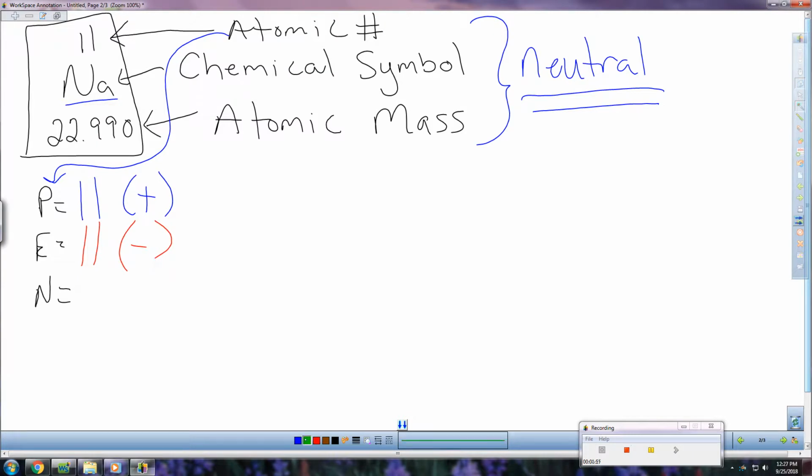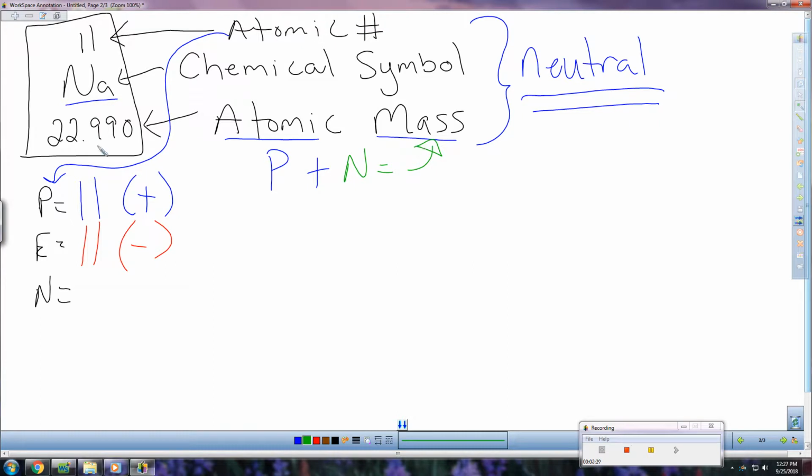The last part that we need to know is the number of neutrons. Neutrons have no charge. That's nice because we can have more or less. We don't have to worry about balancing them out. So the number of neutrons is hidden inside the atomic mass. The atomic mass is the number of protons plus the number of neutrons. And again, that is the center of the atom, the nucleus. That's where all of the mass of the atom is actually located.